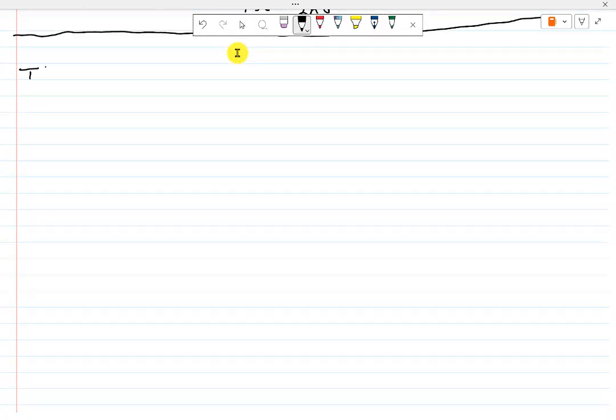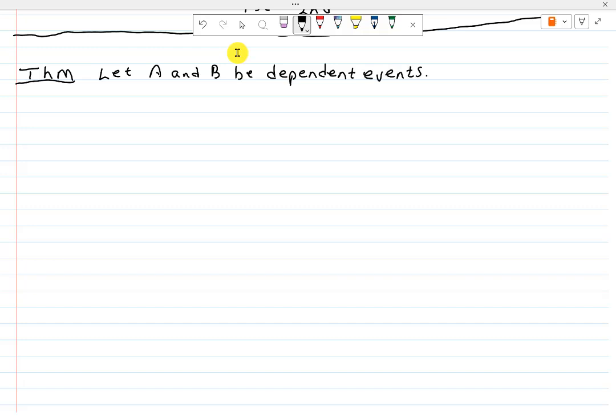Next we have what's called a mathematical theorem. You can take it as a true fact. We're going to let A and B be dependent events. In that case, the probability of A and B equals the probability of A times the probability of B given A.